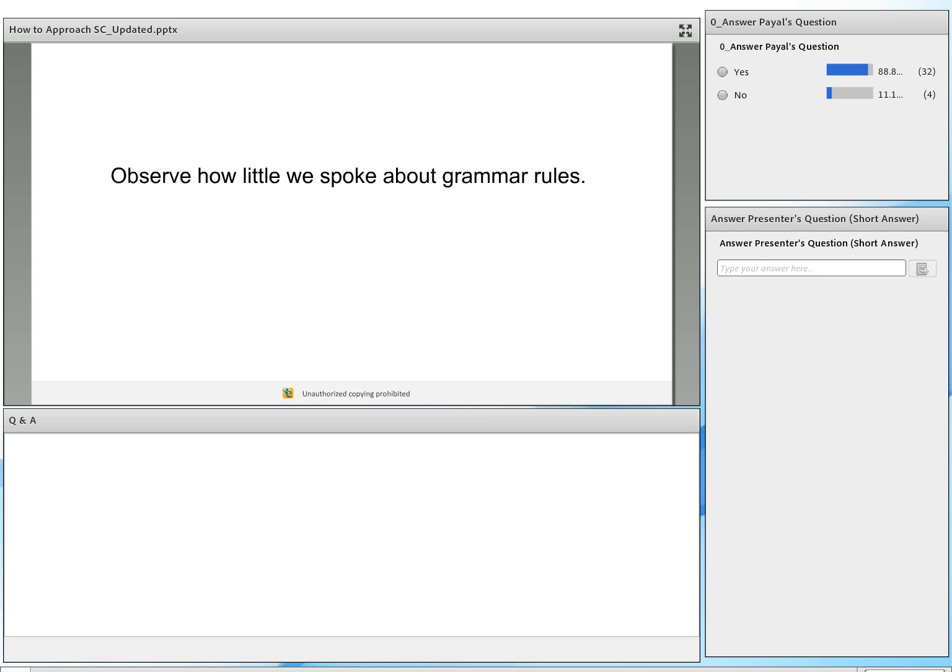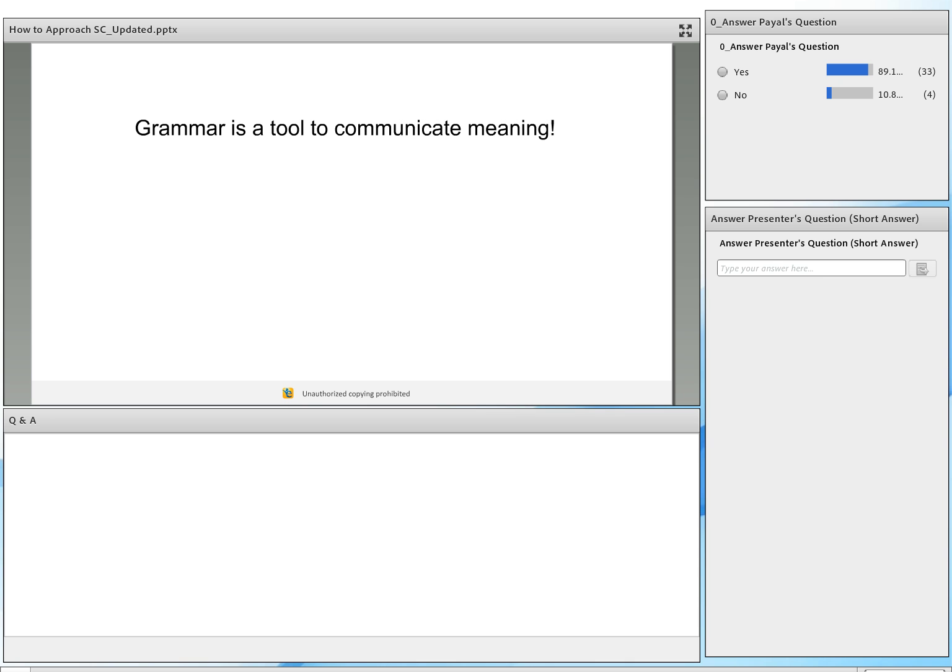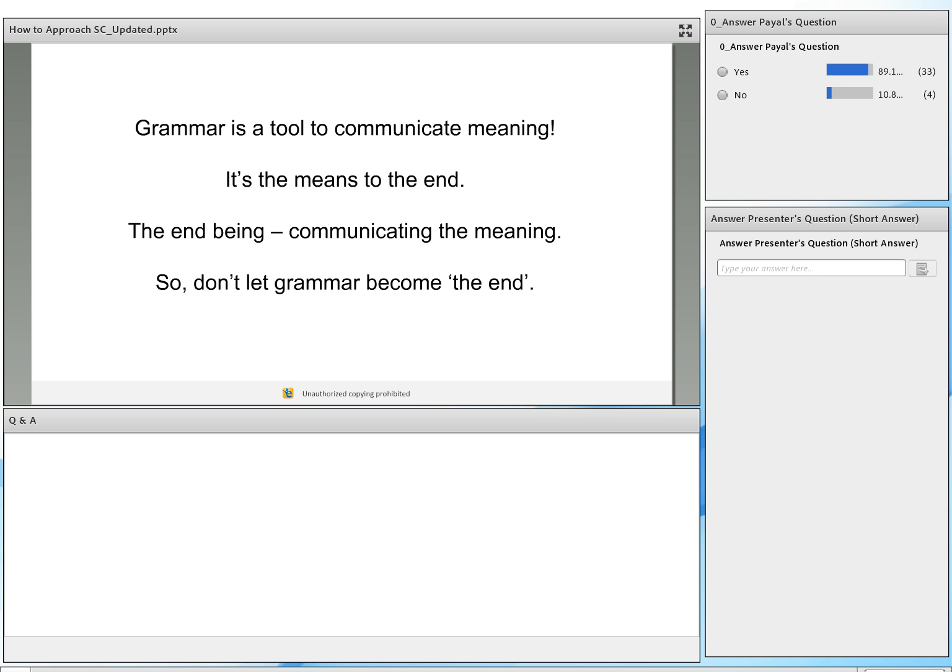One thing that I want you guys to understand is that we didn't speak about grammar rules a whole lot, right? And if you focus on the meaning, you won't really need to worry about those nitty-gritty grammar rules. But the main thing I want you to understand is that grammar is really a tool to communicate meaning. It's the means to the end. And what's the end? The end is communicating the meaning. So when we shy away from doing well in SC, when we get scared of SC, it's really when we let the grammar become the end. So just read the content on the slide once more.